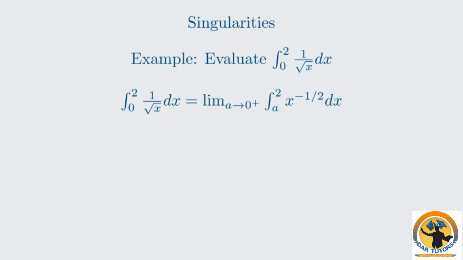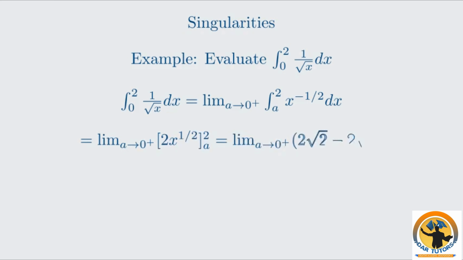The antiderivative of x to the -1/2 is 2 times x to the 1/2, or 2 root x. Evaluating this from a to 2 gives us the limit of 2 root 2 minus 2 root a. Now we take the limit as a approaches 0 from the right. As a gets closer to 0, root a also gets closer to 0. So the limit is 2 root 2. This integral converges to 2 root 2.